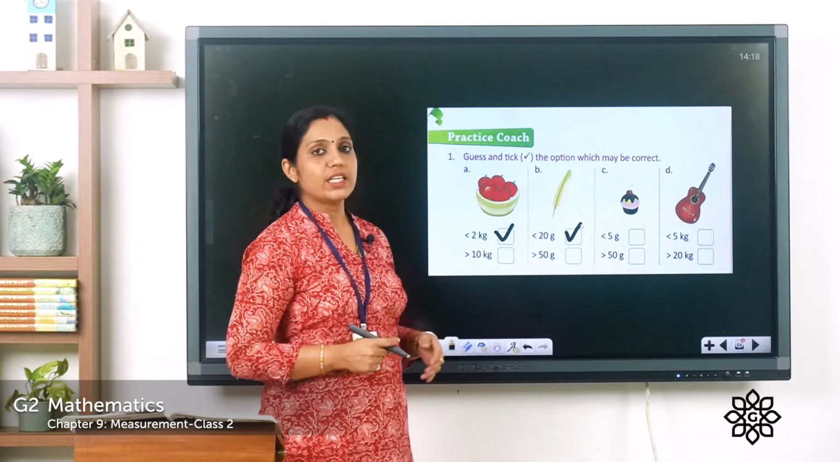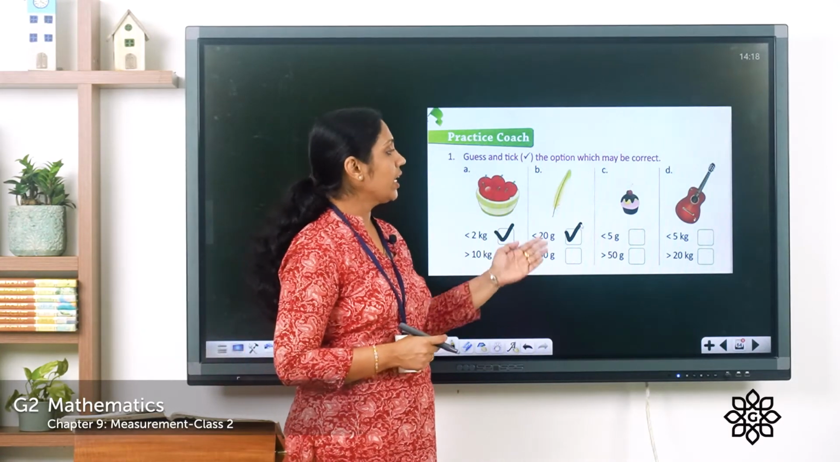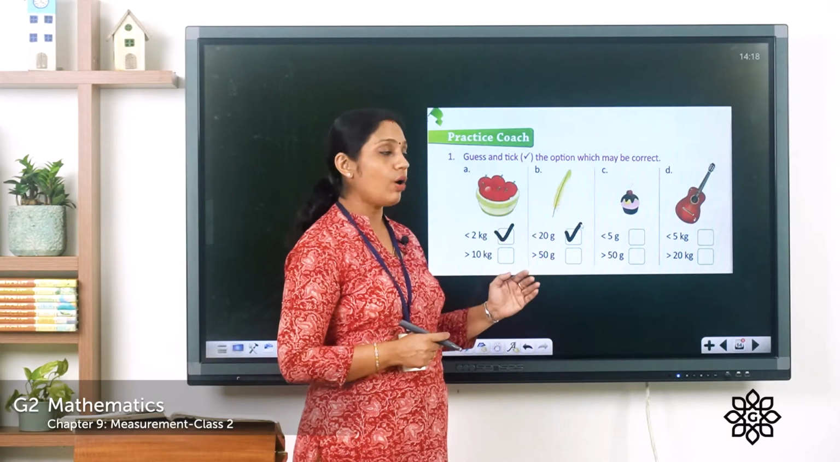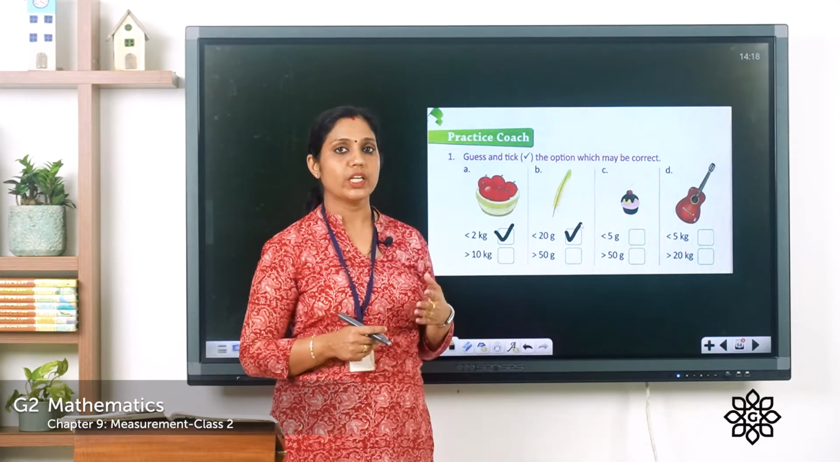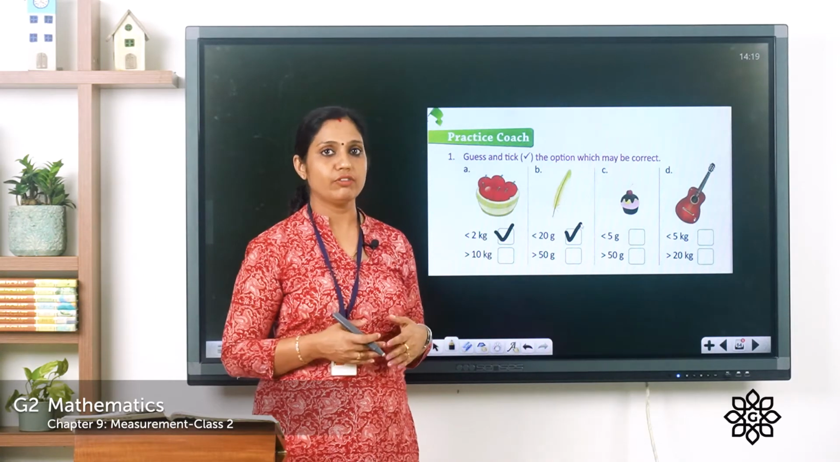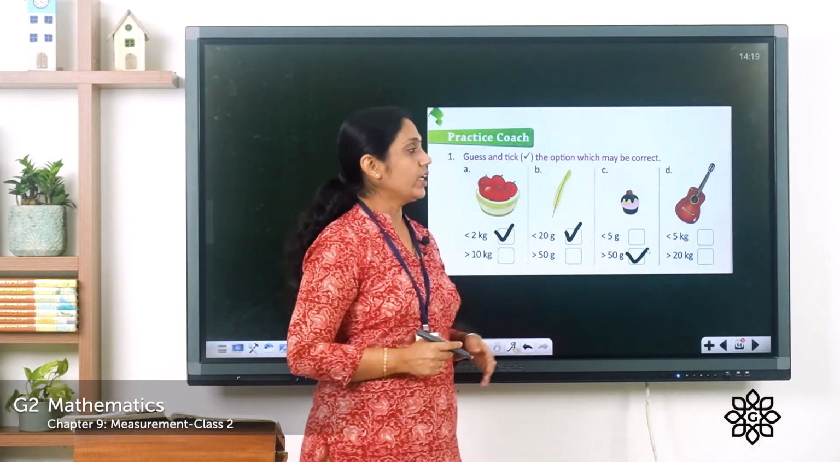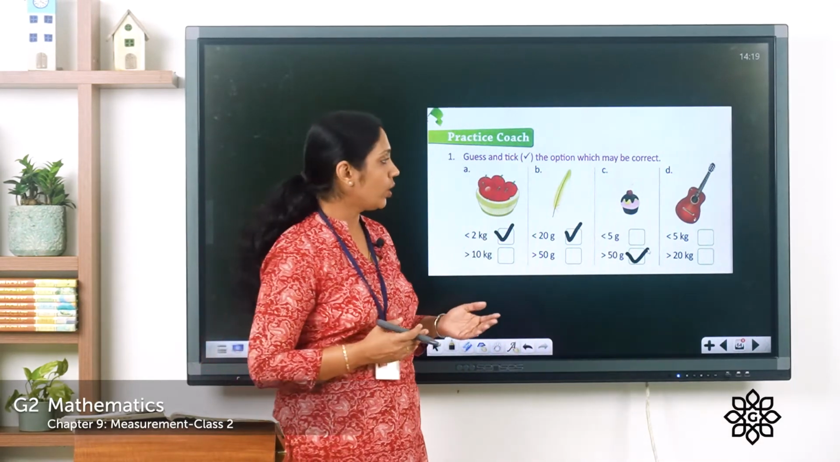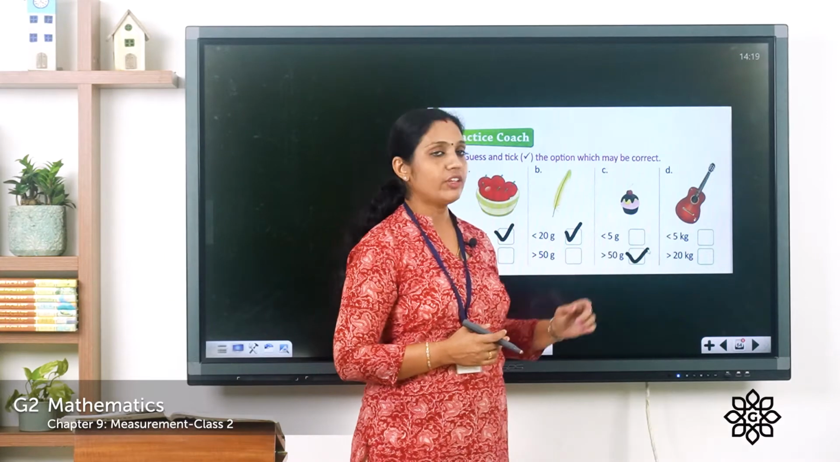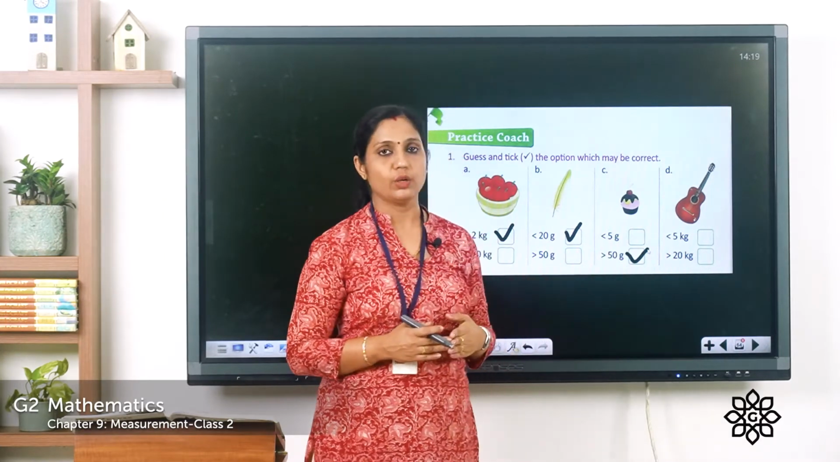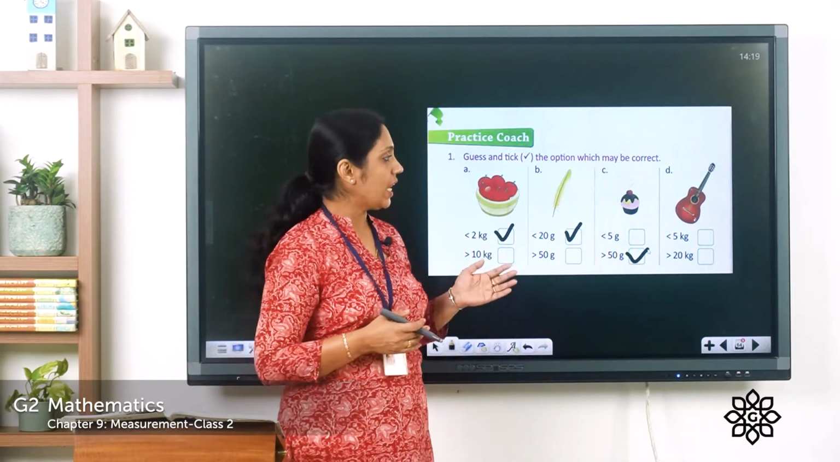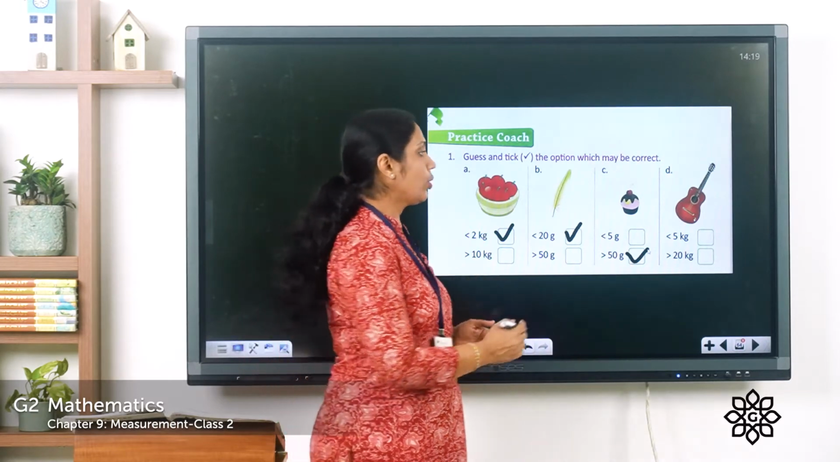The next you can see cupcake. Here it's given less than 5 gram or greater than 50 gram. So a cupcake can weigh more than 50 gram. The last one you can see a guitar, and what are given? Less than 5 kilo, greater than 20 kilo. So a guitar can weigh less than 5 kilo. So we can tick that option.